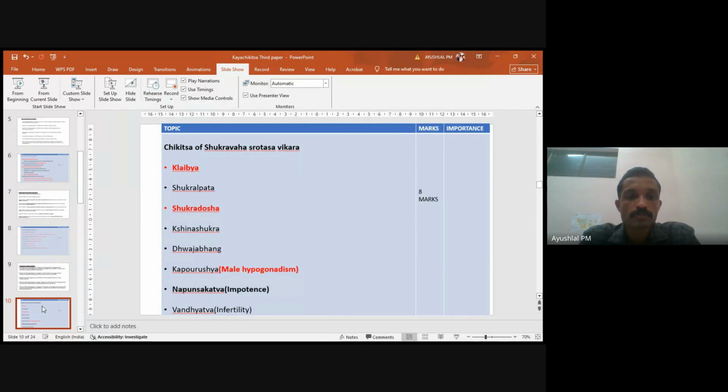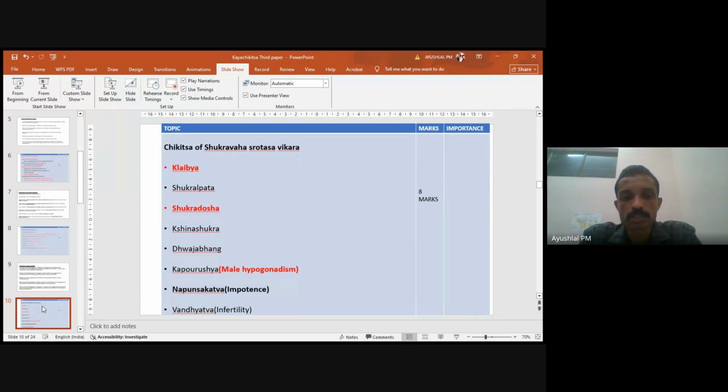So even the same Klaibya Chikitsa you can write in Vandhyatva also. If Vandhyatva, male infertility, is asked, you can write the same Klaibya Chikitsa. Almost the treatment of Vandhyatva and Klaibya is the same. There is no particular separate treatment told for Vandhyatva. And Shukra doshas are important.